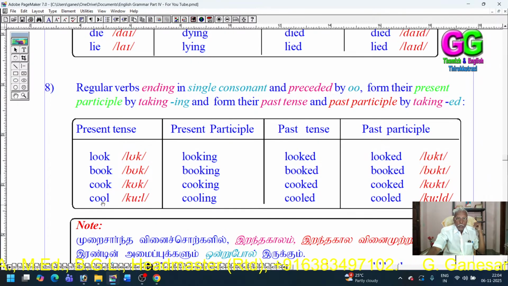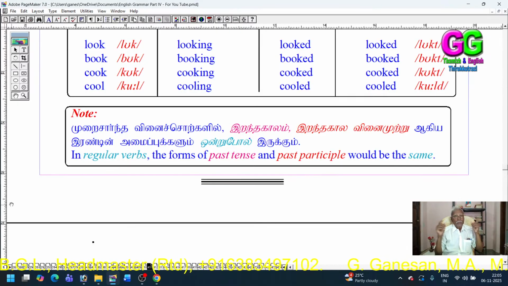Look, book, cook, cool. All these four regular verbs end in a single consonant and there are double vowels before it. The final consonant is preceded by double O. Such regular verbs form their present participle by taking ing and their past tense and past participle by taking ed. Look, looking, looked, looked. Book, booking, booked, booked. Cook, cooking, cooked, cooked. Cool, cooling, cooled, cooled. My dear children, you should know one thing: in regular verbs, past tense and past participle have the same form.